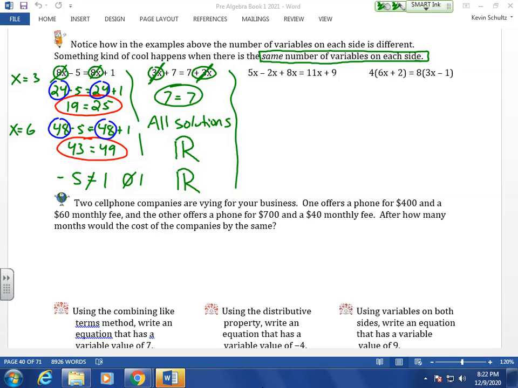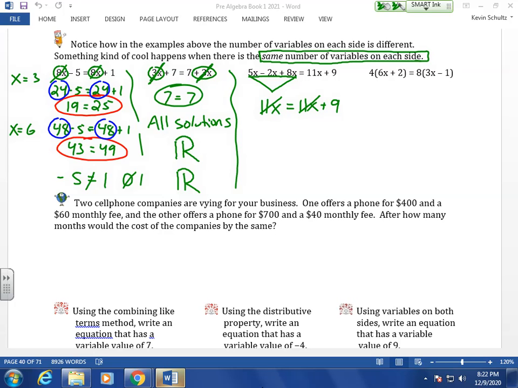I have 5 x's. I take away 2. That leaves me with 3. Then I add 8. That gets me a total of 11. So combining these like terms, 5x minus 2x plus 8x is 11x. And that equals 11x plus 9. And now I look at this and I see, oh, that was sneaky, but I've got the same number of variables on both sides of the equation, which is one of these special ones here. I know that they're just going to cancel out on both sides.